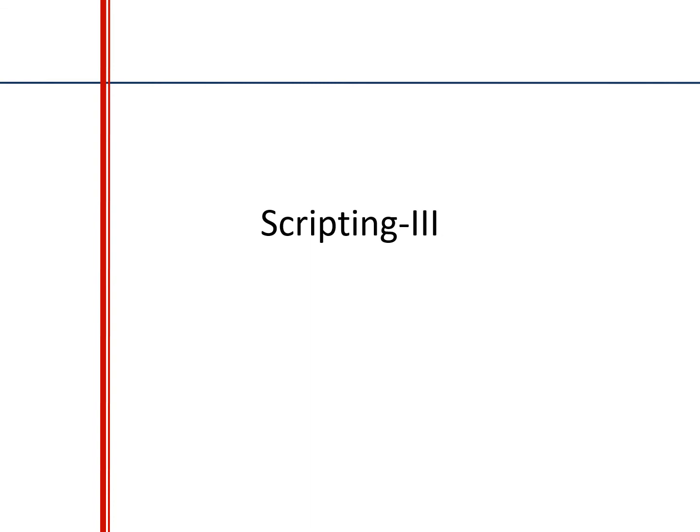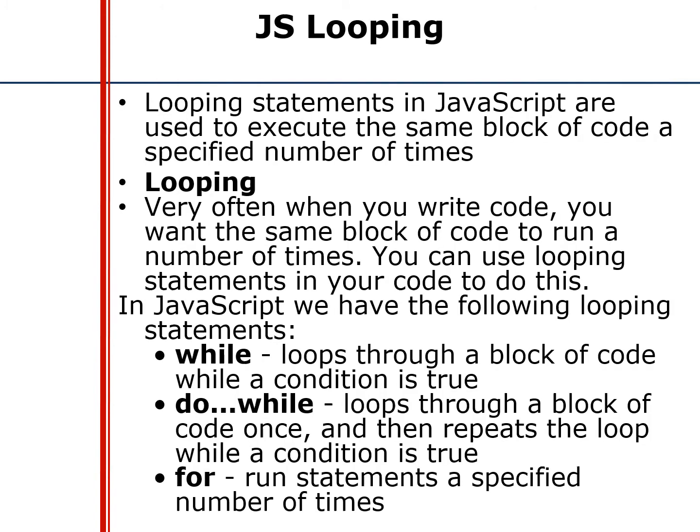Now we are discussing further in JavaScript. We are discussing loops. Looping statements in JavaScript are used to execute the same block of code a specified number of times. So loops: when you write code and you want the same block of code to run a number of times, you can use a looping statement in your code.